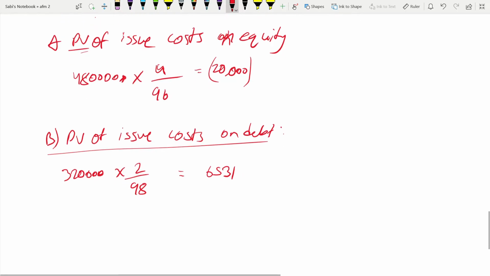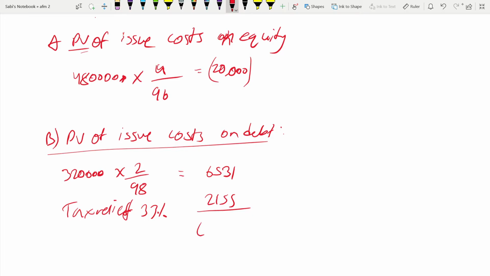Remember, that's not the end. You are getting tax relief on the debt. Unlike equity, no tax relief, but debt, yes, at 33%. So 33% of 6531 is 2155, which will bring down your cost even further. Deduct it: 4376.